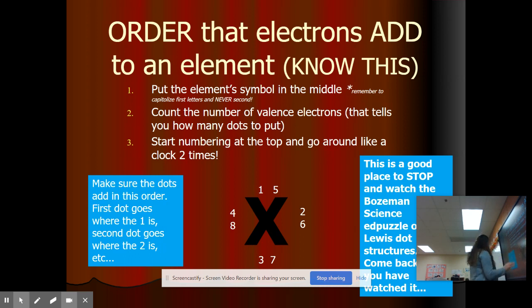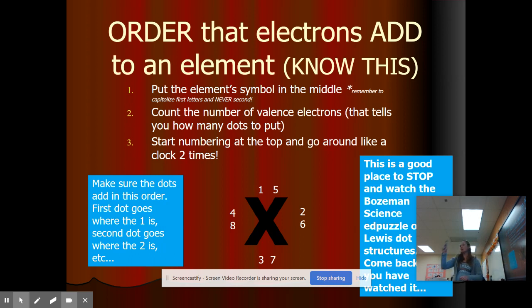Or I'll do it over here. All right, so I'm going to put a B in the middle because I put the symbol in the middle, right? And then I got to figure out how many valence electrons we have. So how many valence electrons is in boron? He's in group 13, so how many would he have? 3.